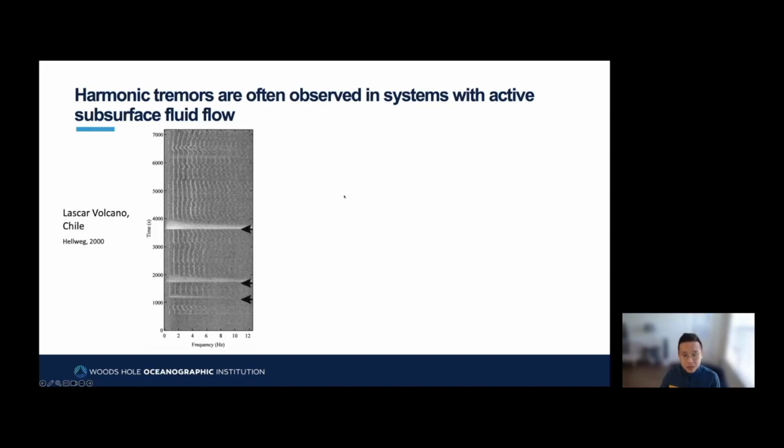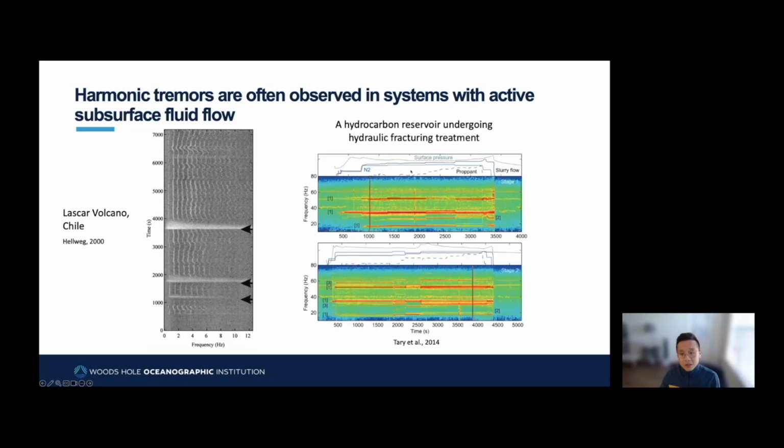In addition to that, similar signals were also observed in a hydrocarbon reservoir undergoing hydraulic fracturing treatment. This is the data presented by this 2014 paper, where you also see these gliding spectral lines, which the author found correlate with the various agents injected into the reservoir, which were plotted on top of each panel.